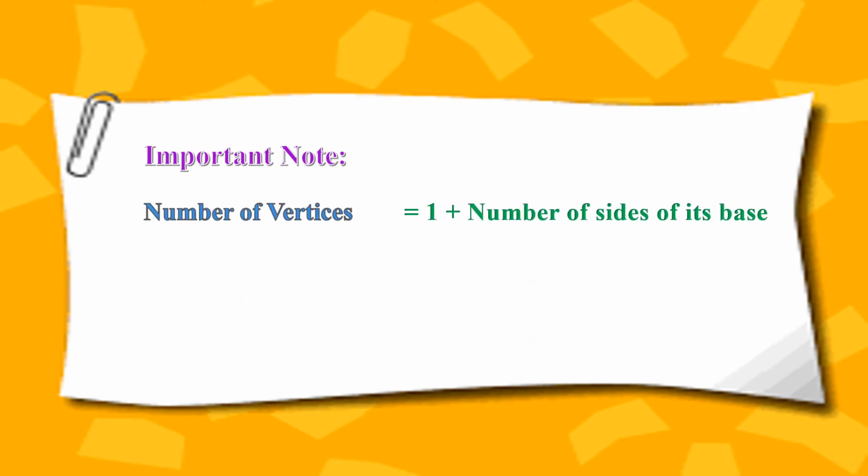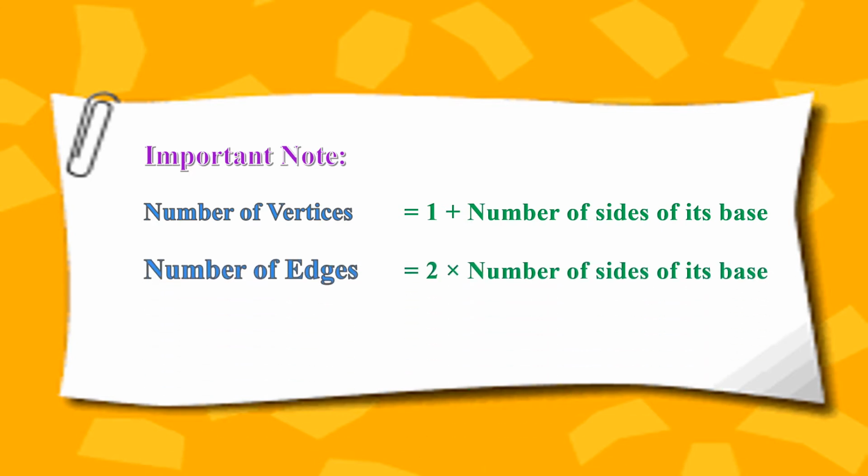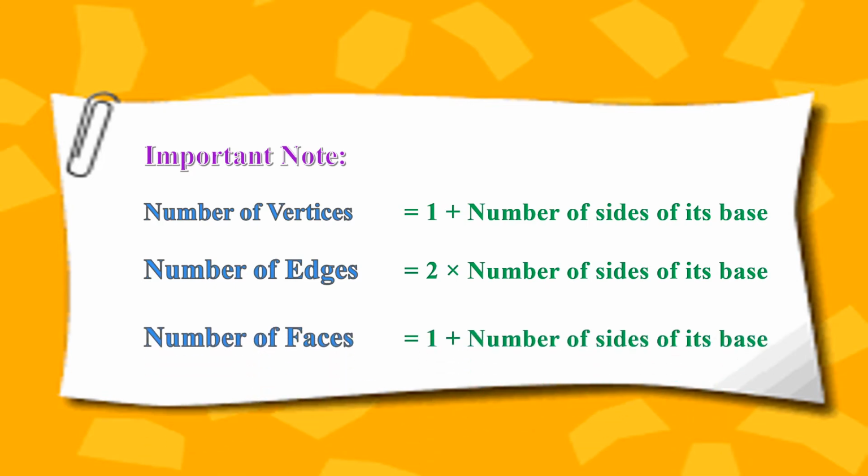Important note for a pyramid. In a pyramid, the number of vertices is 1 more than the number of sides of the polygonal base. Similarly, the number of edges is twice the number of sides of the polygonal base. The number of faces is 1 more than the number of sides of the polygonal base.